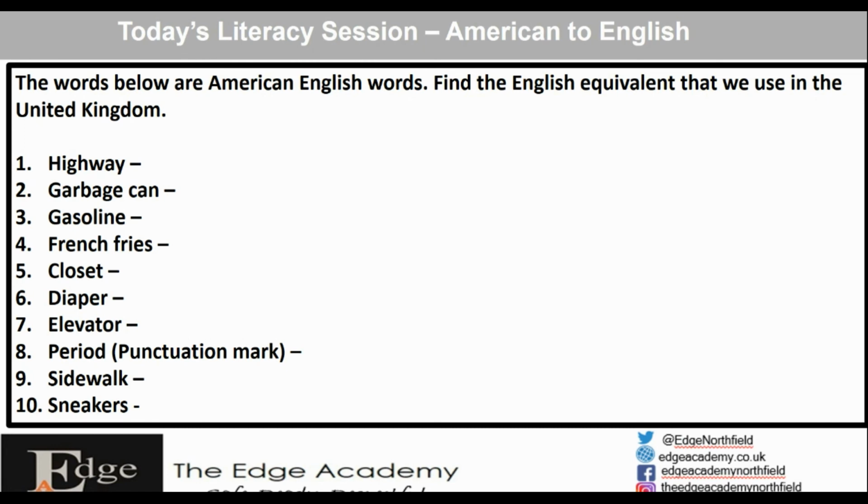Highway, garbage can, gasoline, French fries, closet, diaper, elevator, period. Now, this period is actually a punctuation mark. Sidewalk and sneakers. If you give yourself about 5 minutes for that, obviously feel free to look them up if you need to. If you want to pause this slide first, and then we'll come on to the answers.